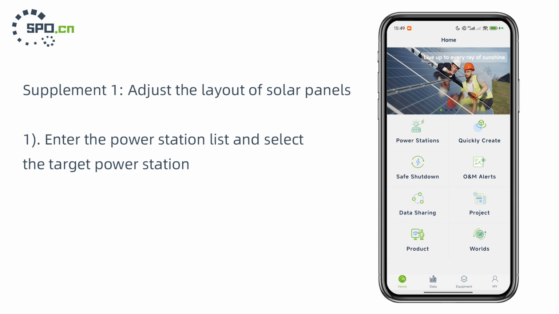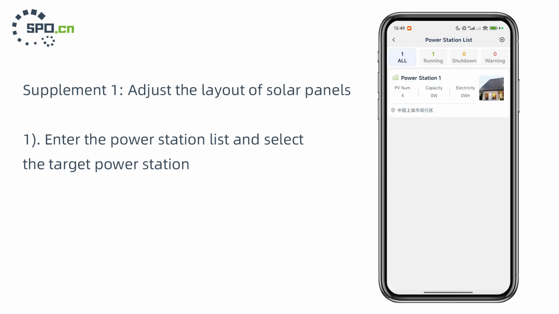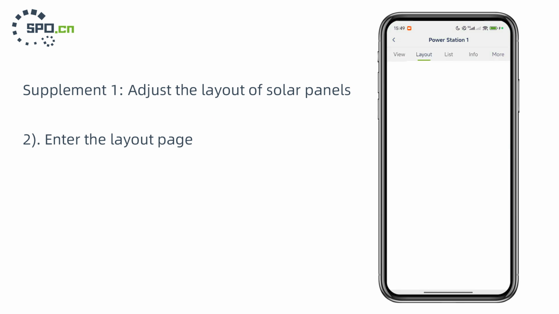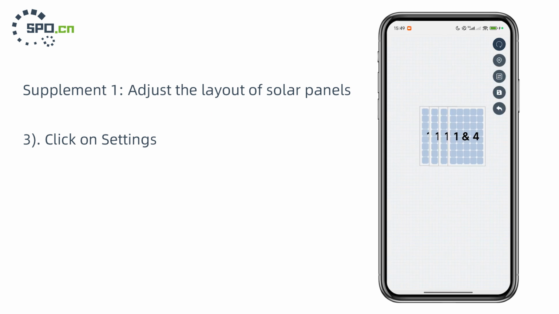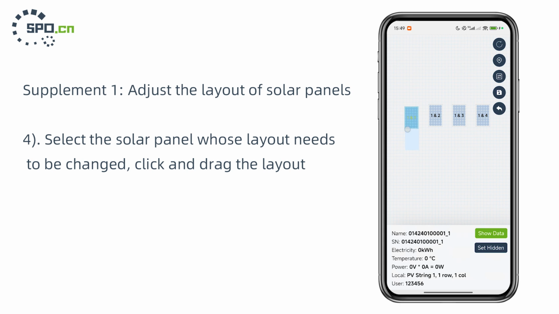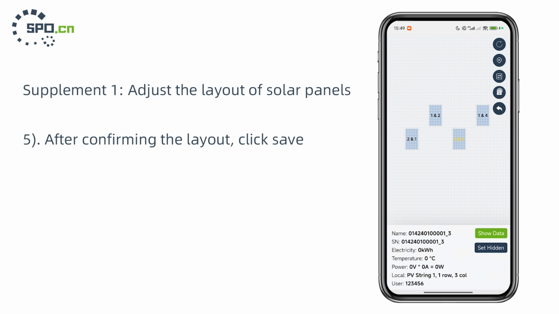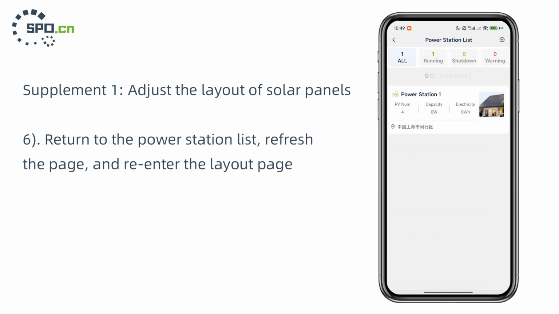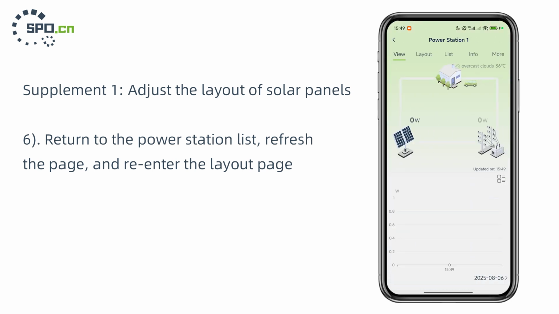Supplement 1. Adjust the layout of solar panels. Enter the power station list and select the target power station. Enter the layout page. Click on Settings. Select the solar panel whose layout needs to be changed. Click and drag the layout. After confirming the layout, click Save. Return to the power station list, refresh the page, and re-enter the layout page.